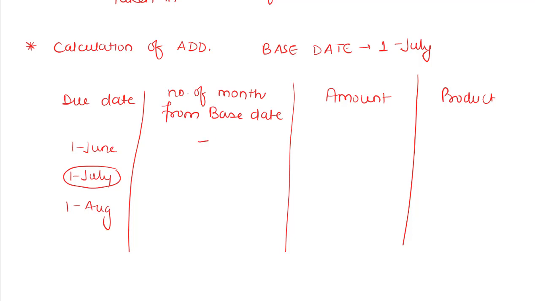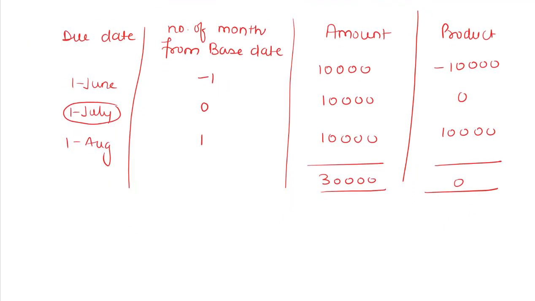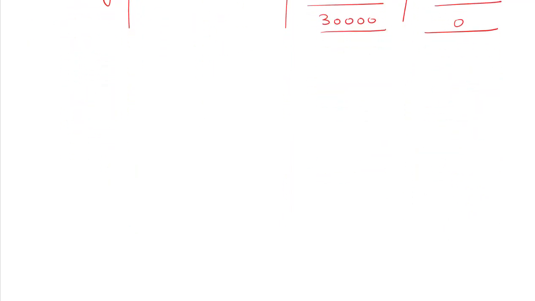From July to June, this is -1, 1 month before. 1st July to 1st July is 0, and 1st July to 1st August is 1 month. Amount is 10,000, 10,000, 10,000. Total 30,000. Here it would be -10,000. Here it is 0, and here it is 10,000. The sum of product column is 0.